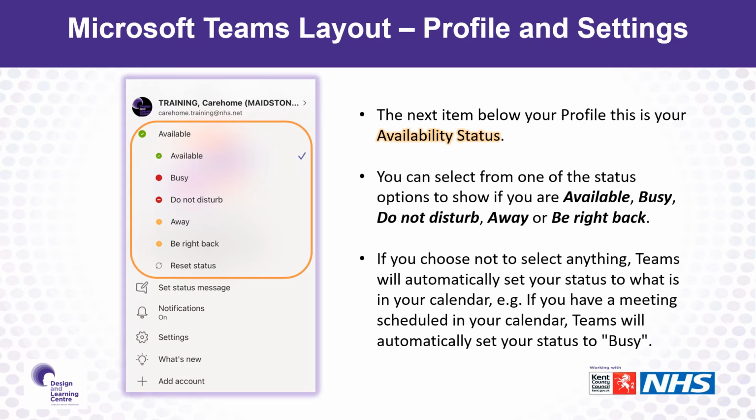The next item in the menu is your availability status. You can select from one of the status options to show colleagues if you are available, busy, do not disturb, away, or be right back. If you choose not to select anything, Teams will automatically set your status according to what is in your calendar. For example, if you have a meeting scheduled in your calendar, Teams will automatically set your status to busy.